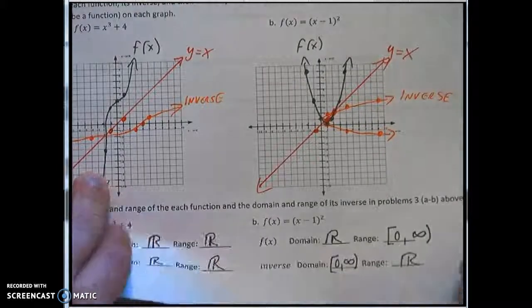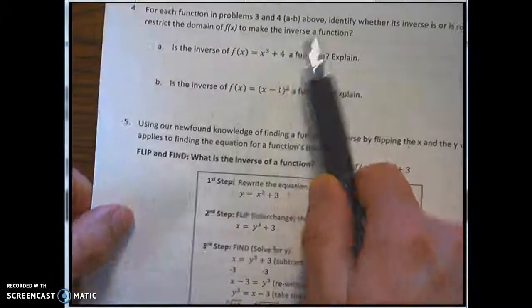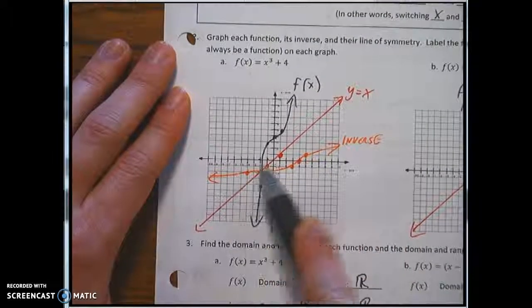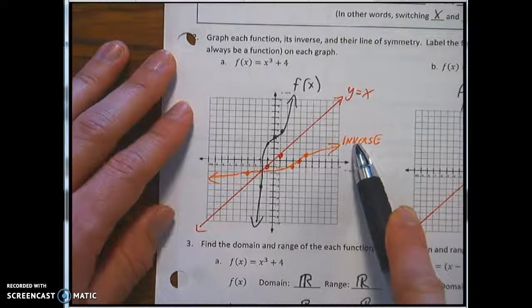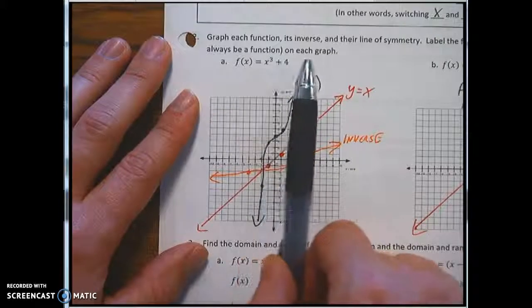All right, I'm going to turn over the page now, and it's going to ask you a question. I'm going to have to flip back. It says, is the inverse of x cubed plus 4 a function? So is this orange thing right here, is this inverse a function? Is it an inverse function? The answer is yes, because it's going to pass the vertical line test.